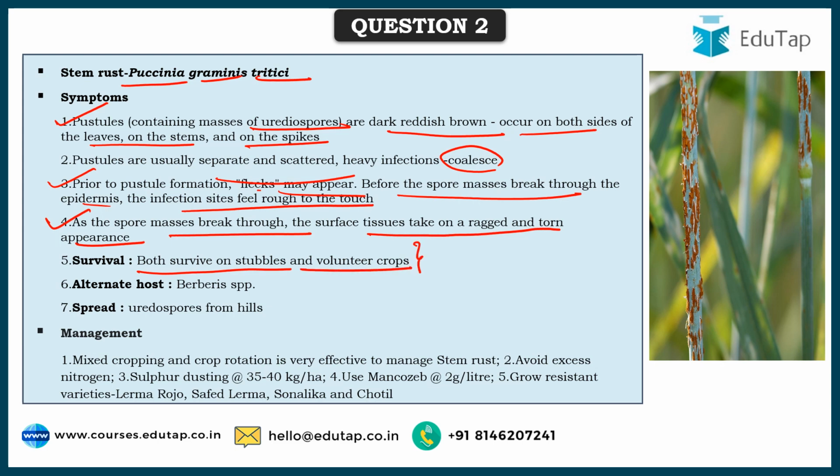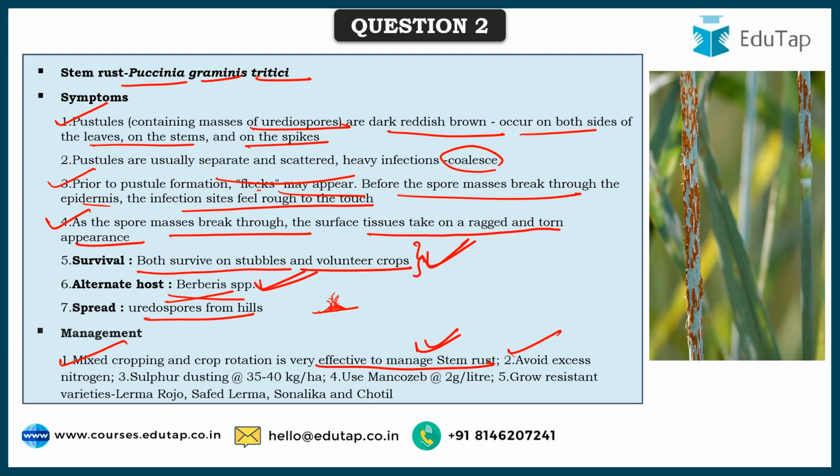And survival, they both survive on stubbles and volunteer crops. So cleanliness, hygiene, maintenance in the crop should be very high. Alternate host barberry species needs to be removed in and around the fields. And spread, uredospores from the pustules, that is on the leaf. These uredospores form a pustule sort of, and then they rupture and they get dispersed into the air. Management, mixed cropping and crop rotation is very effective to manage stem rust. No alternate host, no nothing, they'll die.